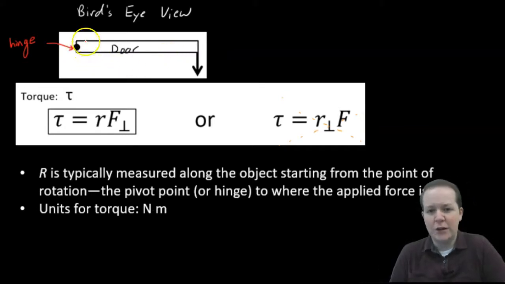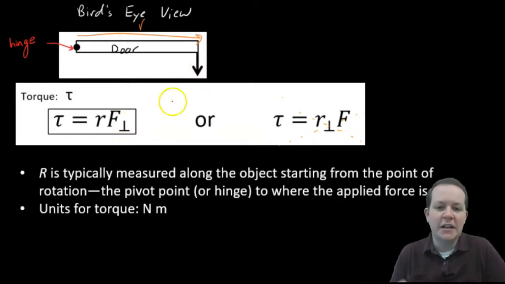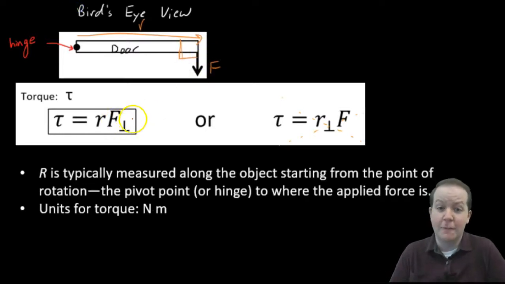Hinge is usually a pretty common word, but R is the distance from the hinge to where that force is acting. Normally, it's right along the direction of that object. If it's a door or a rod, right along that rod. So this here is R. It does also depend on the angle. The maximum torque is going to come from when that force is perpendicular. Usually that's going to be measured perpendicular, or you're going to find the perpendicular component from that radius. So right here, that's already perpendicular to this force, so it would just be R times that force.